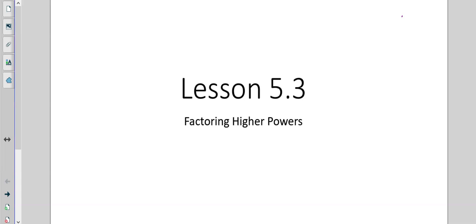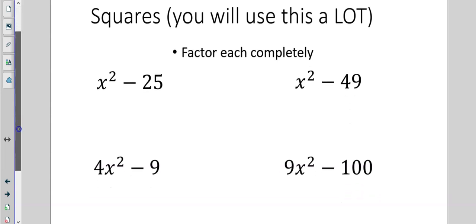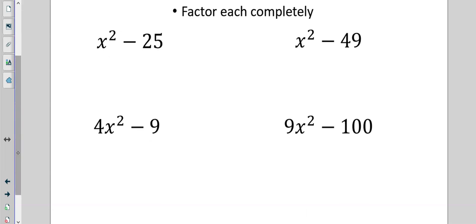All right, lesson 5.3, factoring higher powers. So we're going beyond quadratics. A little review, okay? We're going to do this a lot, so we're going to check it real quick.